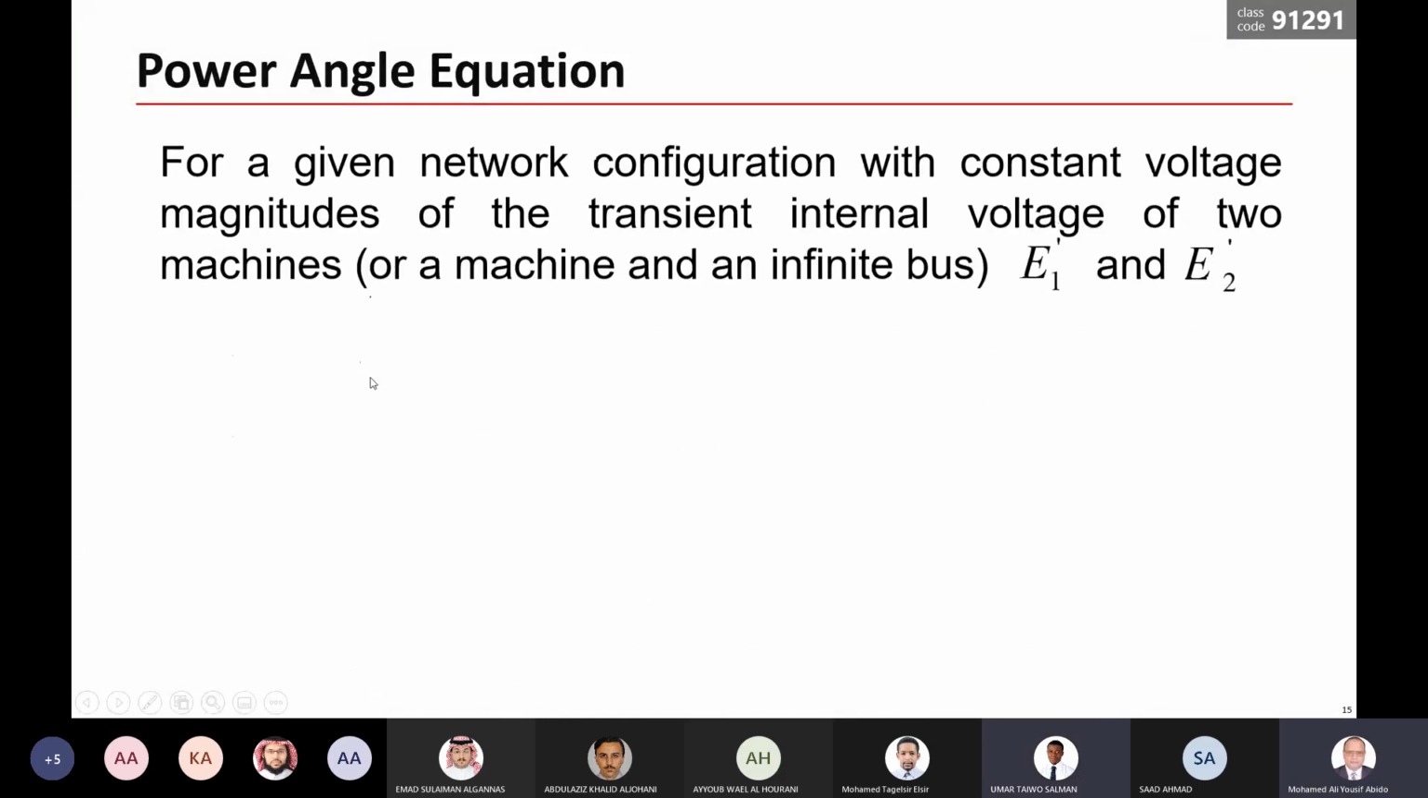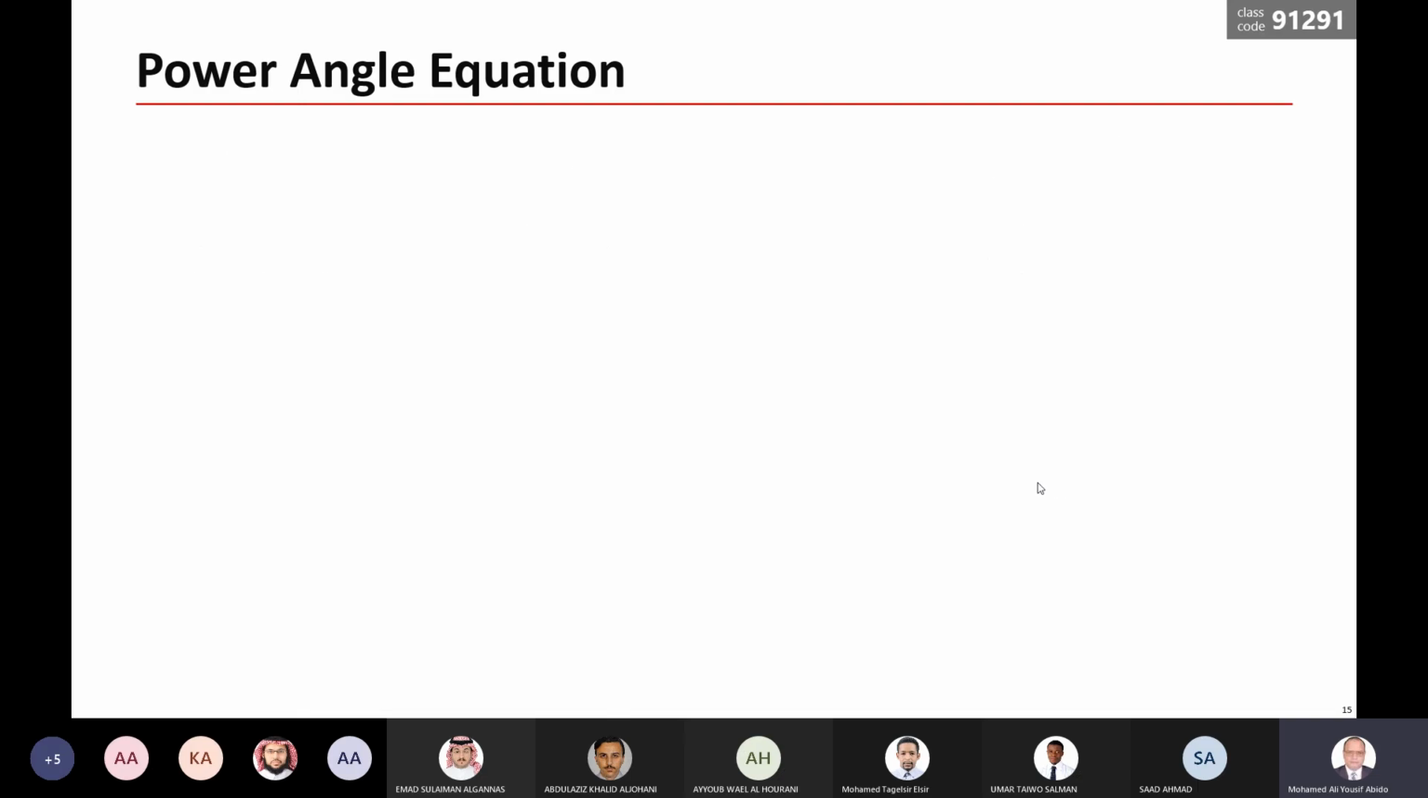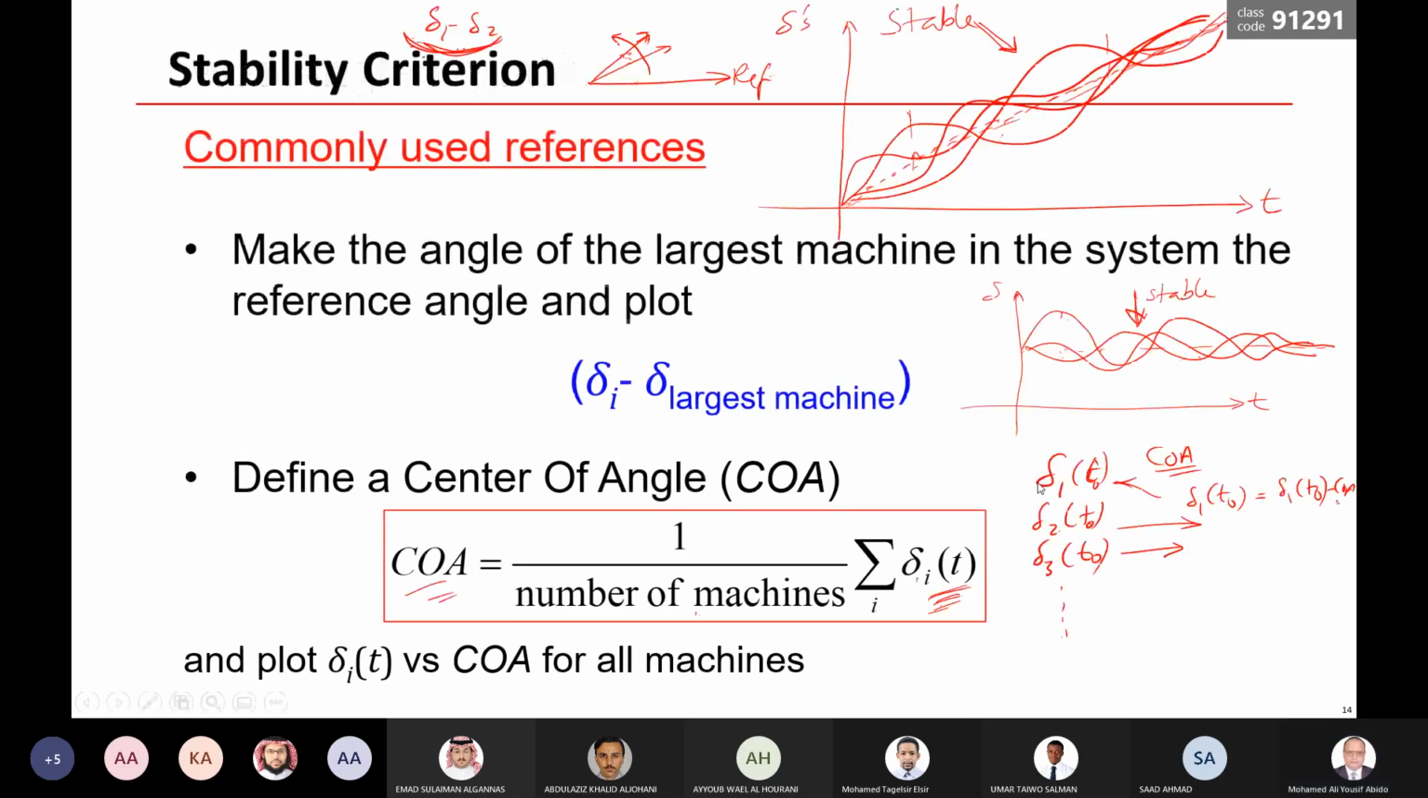Thank you. Power angle, and I think we have to stop here. We didn't pray Maghrib yet. Let us stop here and continue next class, inshallah, with the power angle. Any question?